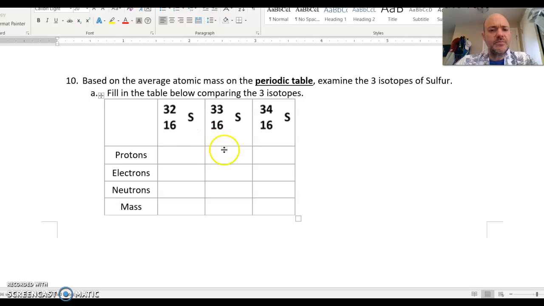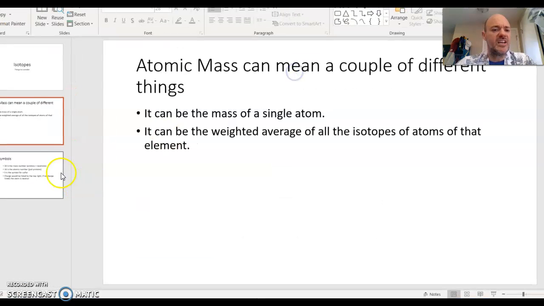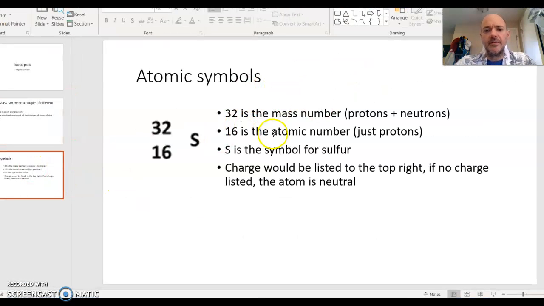For looking at this problem here, one thing I wanted to remind you about is the atomic symbol notation. So let's flip back to my slideshow here and talk about atomic symbols. When we see something like this, remember the number in the top left, in this case 32, is the mass number. And the mass number is the protons and the neutrons together. In this case, we're talking about the mass of a single atom of that isotope. The number in the bottom left, the 16, is the atomic number, and that is just the number of protons, right?